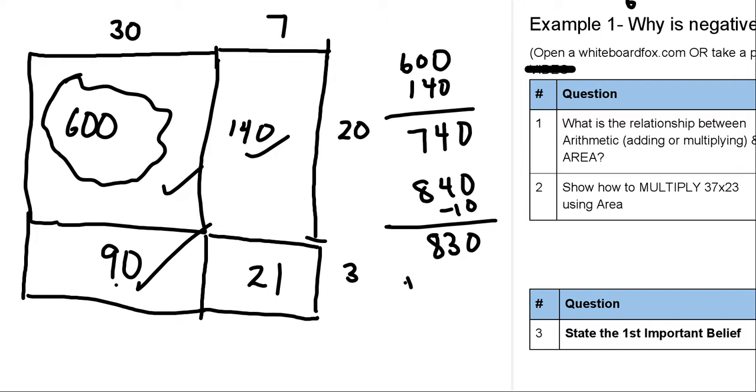Add 21. I'll just use stacked addition here. 0 plus 1, 1. 3 plus 2, 5. And lo and behold, as opposed to using a calculator all the time, we can get the multiplication of 37, or 30 plus 7, and 23, or 20 plus 3. So what I did is utilizing this idea of changing a number into a binomial, as in two numbers added to make that number up, 30 plus 7 and 20 plus 3.